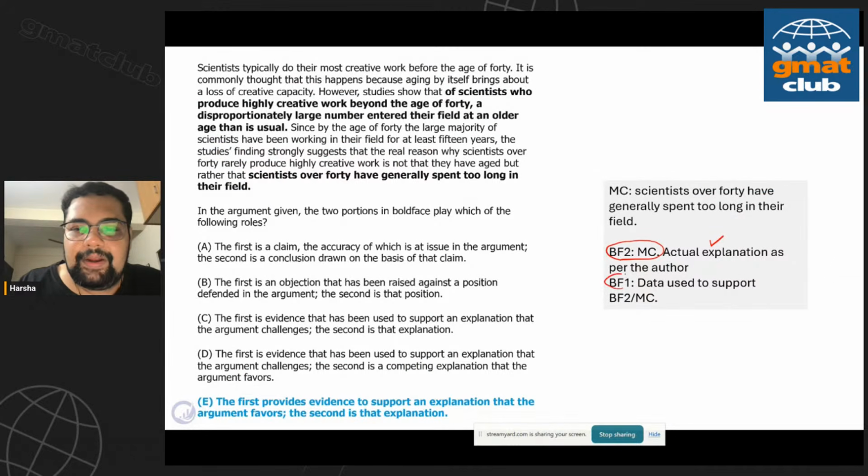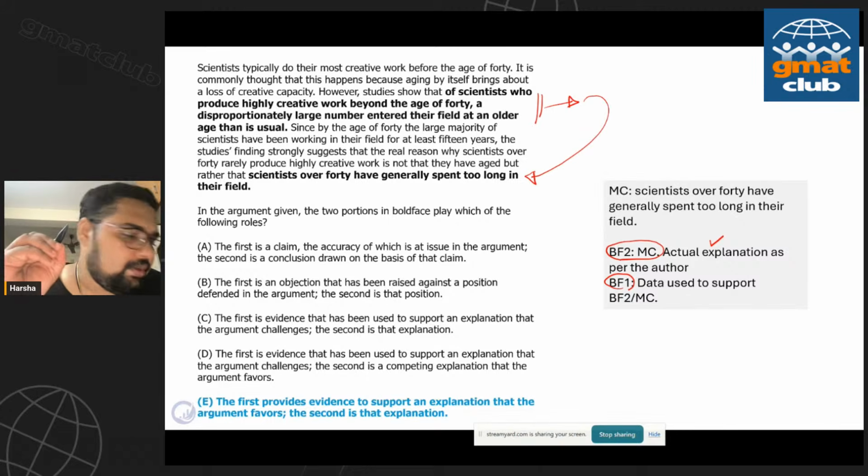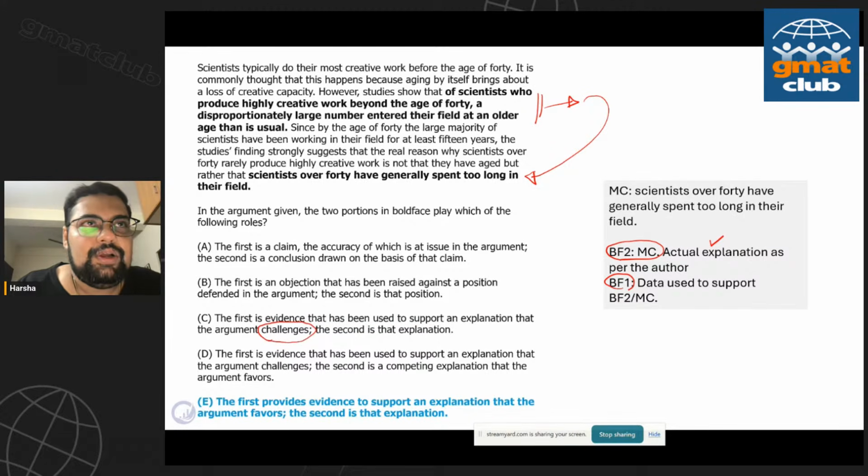Boldface 1, if you realize, is actually data that the author used to help build the case for his or her theory. So a lot of you chose choice C. Is boldface 1 used to support an explanation that the argument challenges, or is it used to support actually the main point of the argument?